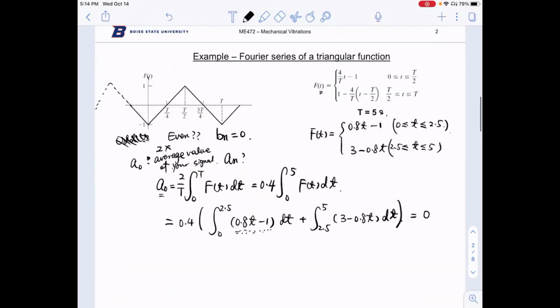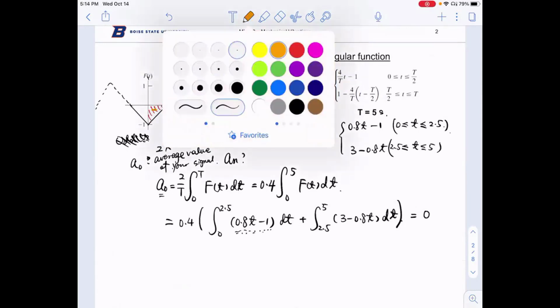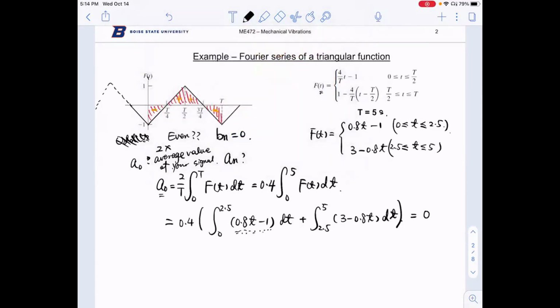So in this case, if you focus on one period, this is one period. And then if you calculate the area, this is negative, this is negative, this is positive, this is positive. So the positive and negative parts strictly cancel out. That's why within one full period, the integration value should be 0, and the average value for this function is 0. So you don't even have to calculate this integration. You can directly tell it's 0.